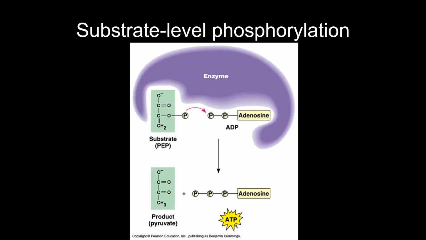Contrast substrate level phosphorylation and oxidative phosphorylation. So with substrate level, the energy released in one exergonic reaction powers phosphorylation of ATP. Here's what I mean by that.